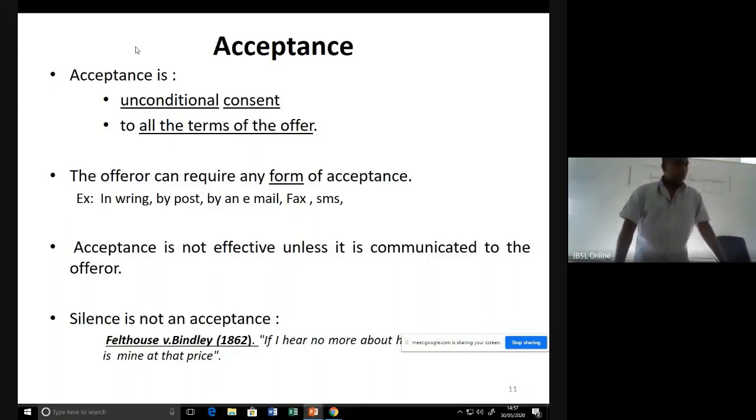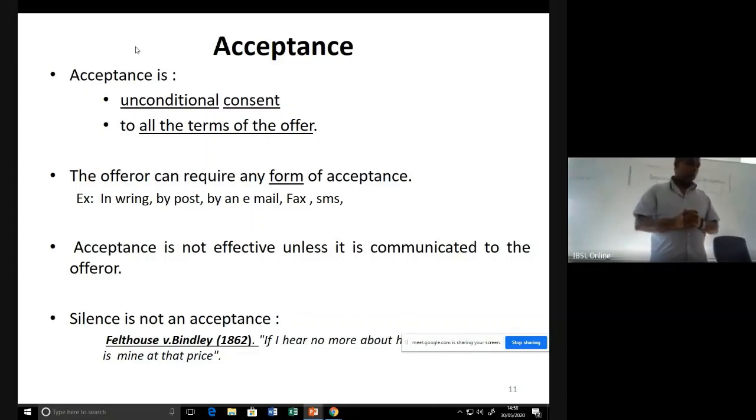The offeror can require any form of acceptance. The offeror, the person who made the offer, that is me, when I'm making the offer to the offeree, I can say what form that acceptance should come in. For example, I say, Nimal, I will sell my car to you for 5 million. If you accept my offer, send your acceptance in writing by way of an email. So then the acceptance must come in the form, the communication method, that I have informed him.